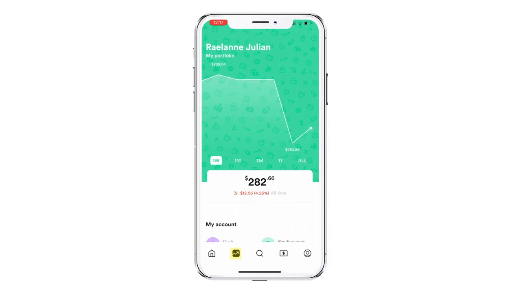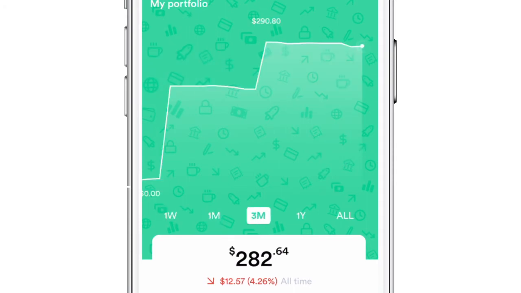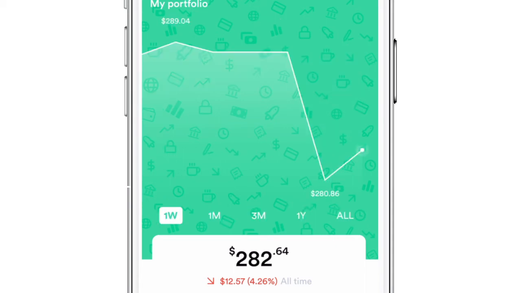Next, on the second tab is your portfolio. You will see a graph here that shows the movement of your account value. You can change the timelines from 1 week to a year.